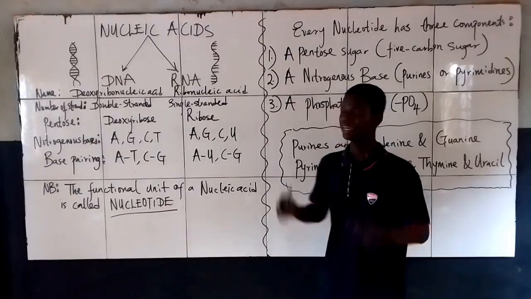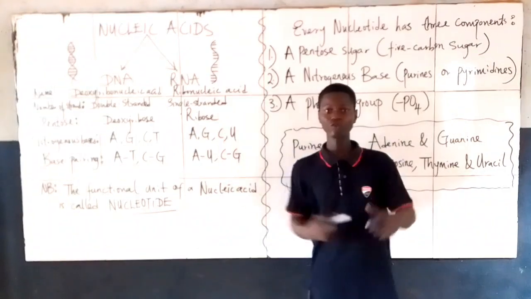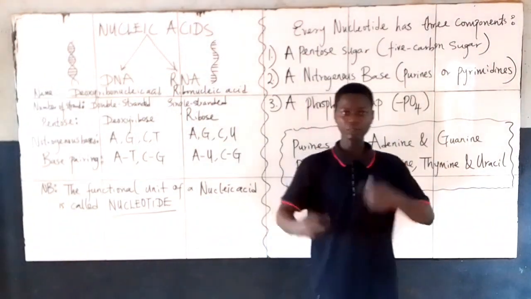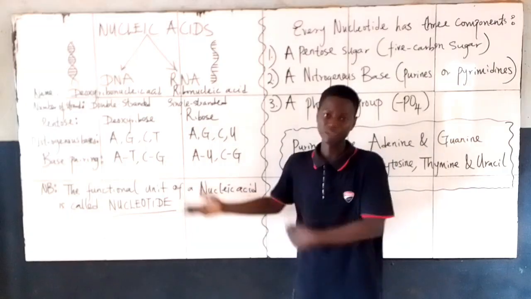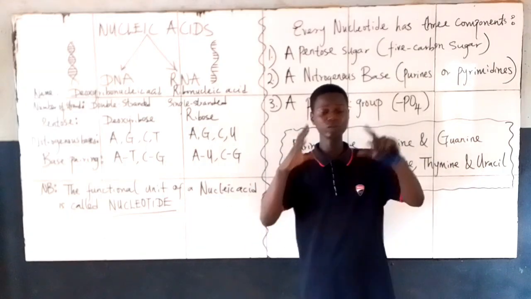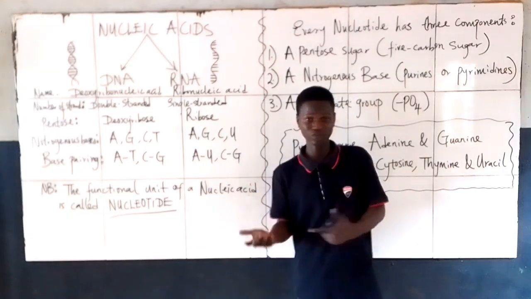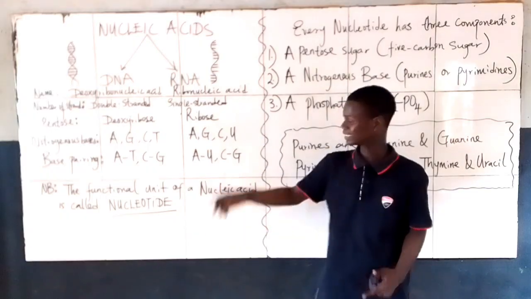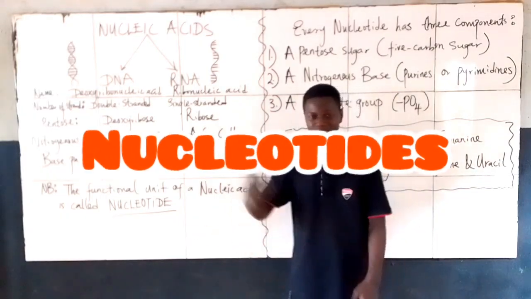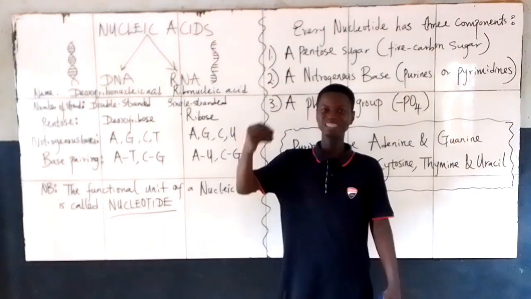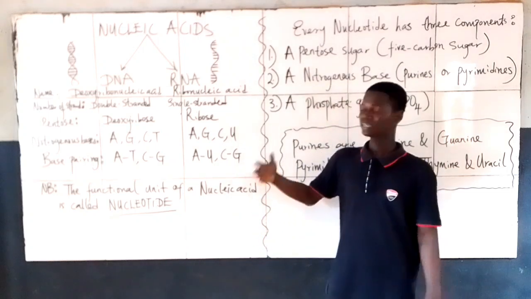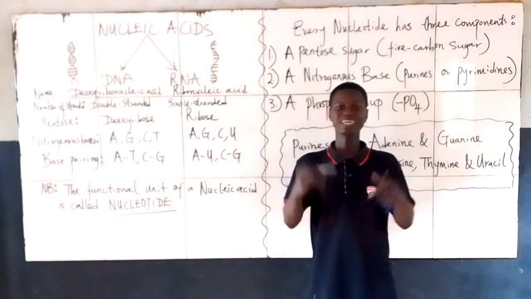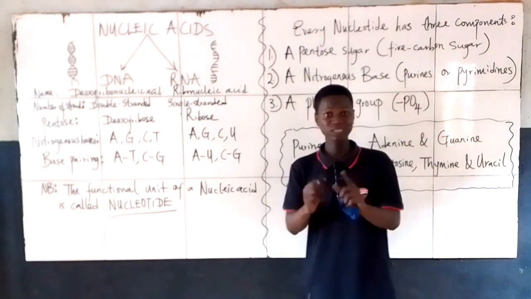Now moving on from there, it is important to know the building block from which nucleic acids are formed, just the way we said atoms are the building blocks of life, just the way we say cells are the building blocks of life. The building block of nucleic acid are called nucleotides. Nucleotides. They are the building block, or we say the functional unit of a nucleic acid. I hope that is taken.